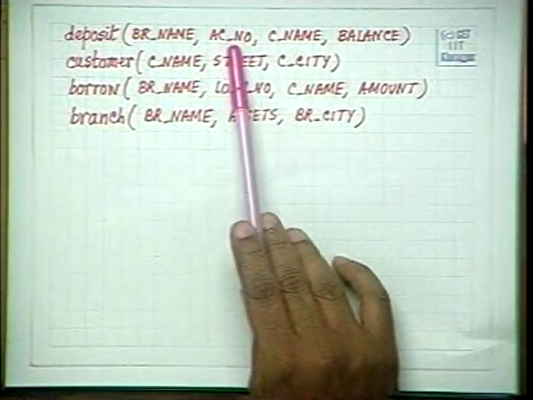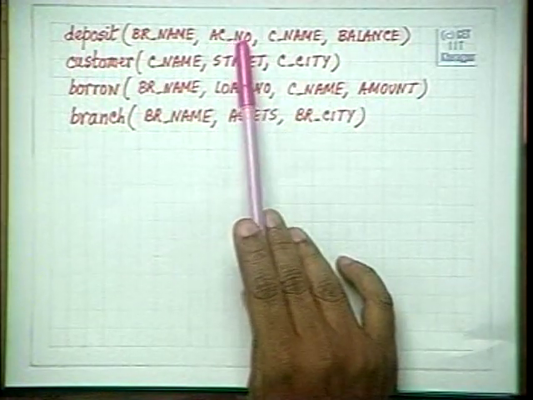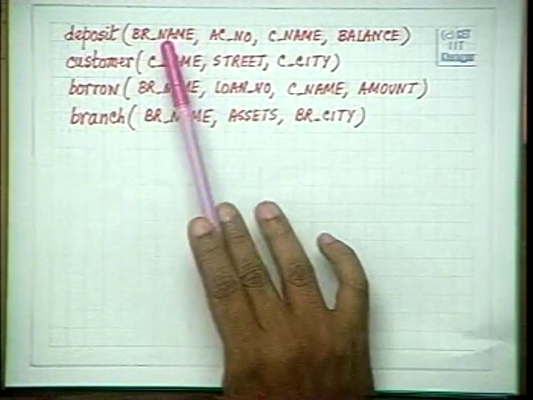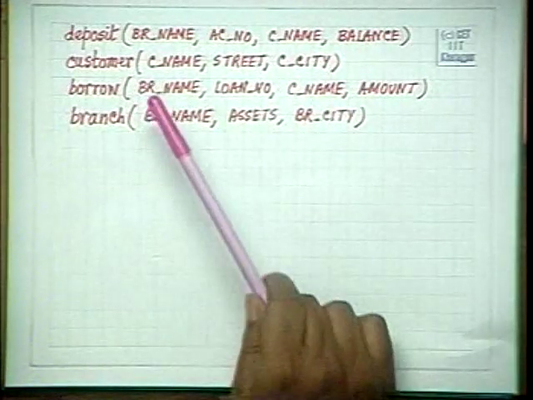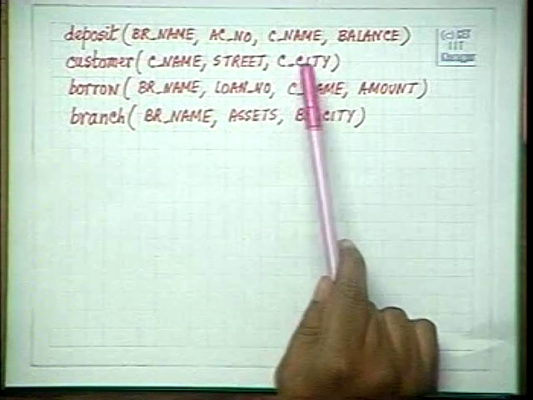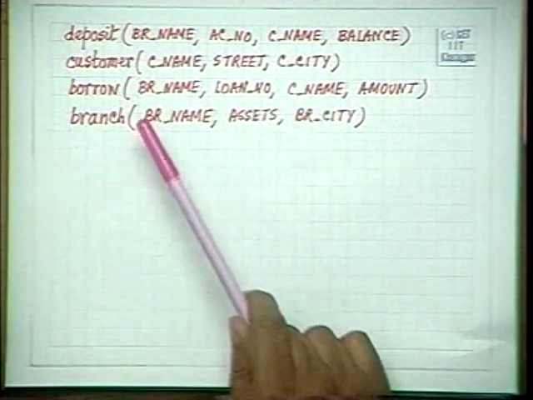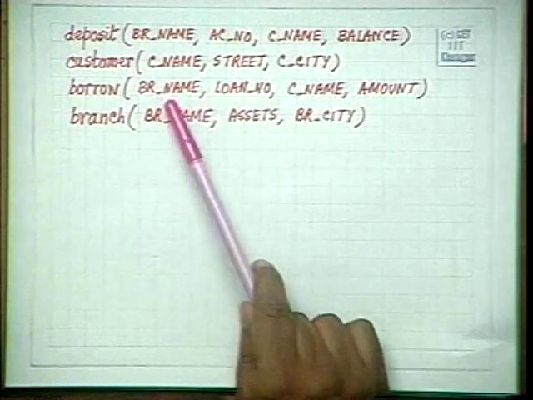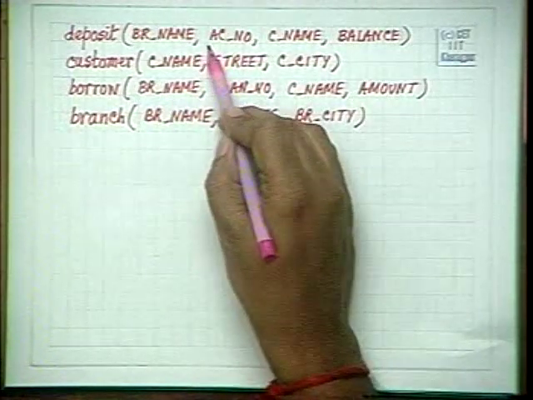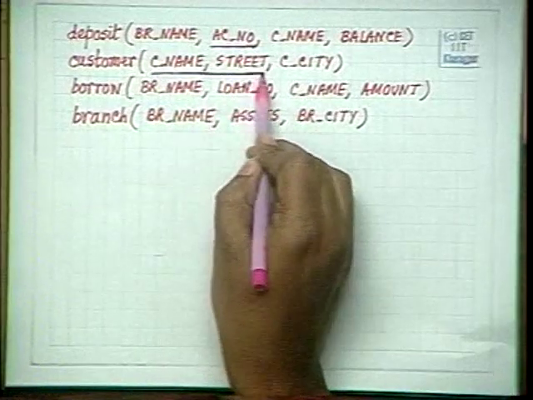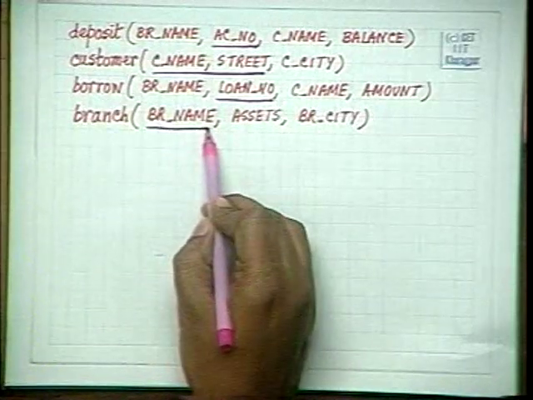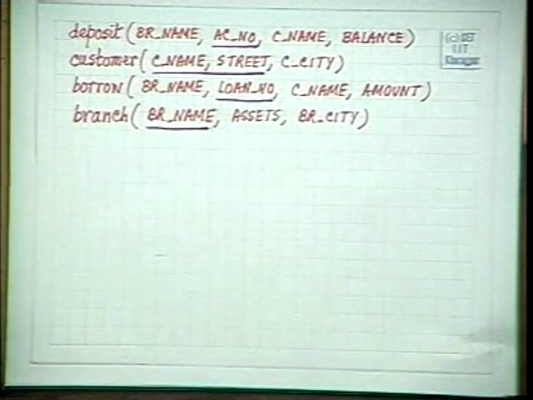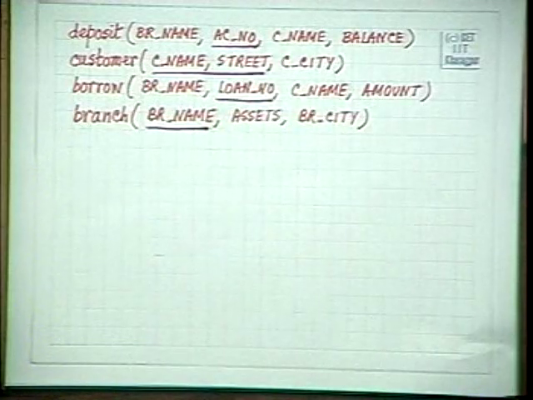In the deposit relation, if account number is the primary key, then account number will imply branch name, account number to customer name, and account number to balance. Maybe name and street imply the city. Here loan number may be the primary key. Here these two together are the primary key. Here this is the primary key. And here this is the primary key. So based on primary keys, we will have a set of functional dependencies.